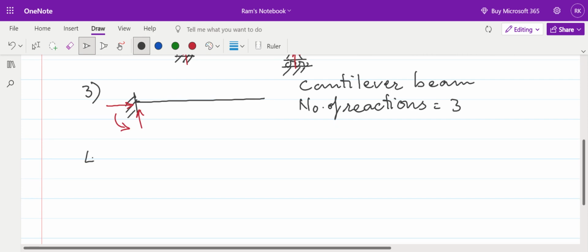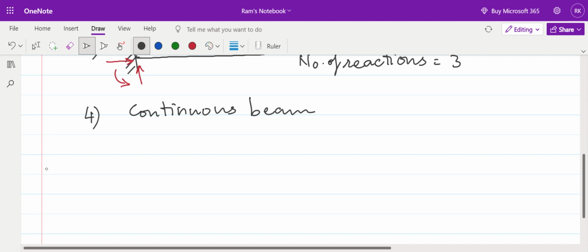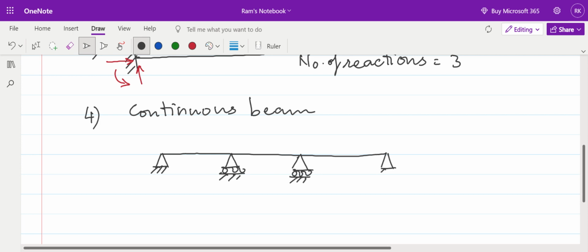Now the fourth type of beam we have seen in our previous lecture is the continuous beam. We have seen many types of continuous beam. For our reference, let us assume this is the type of continuous beam. One of the supports is hinged, the intermediate 2 supports are roller supports, and the last support, the end support, is again a hinge support. Now how many reactions are possible in this?